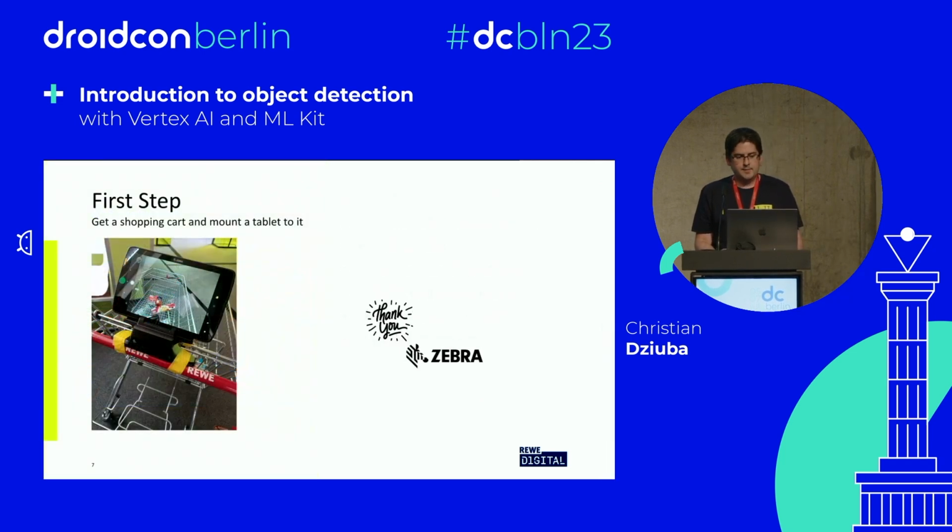The first step was to get a shopping cart. One of the benefits of working for Rewe is you don't have to steal one, so you get a free one. We also had help from Zebra. They lent us a tablet. And as you can see by the duct tape, we are good at software, but not so good at hardware. But it worked out. The tablet was positioned to film into the cart, so you can see everything that was put inside.